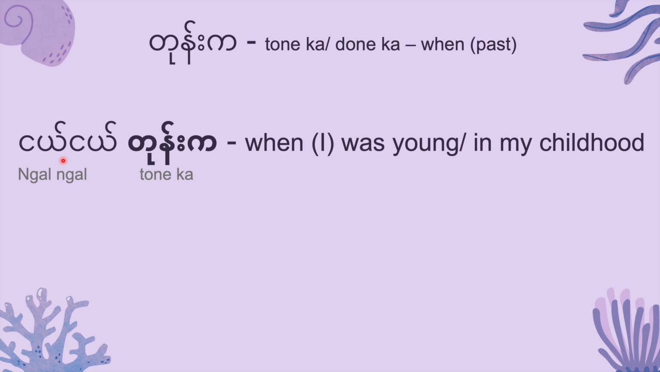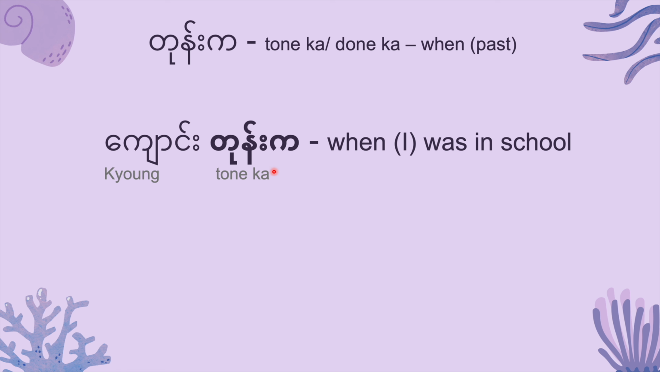Nge donga. Nge means to be young or to be small. Here nge donga means when I was young or when I was in my childhood. Nge donga. Jaung donga. Jaung means school. We usually say jaung donga when we want to say when I was in school.